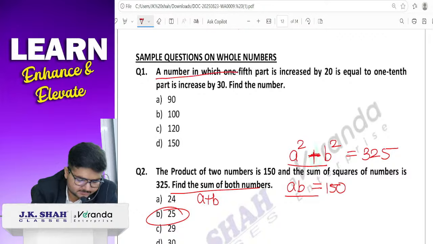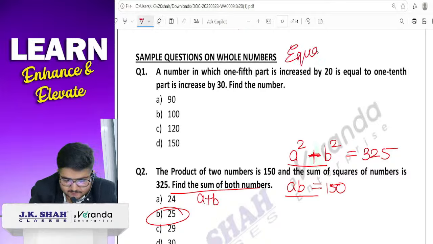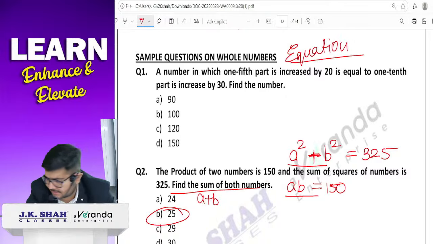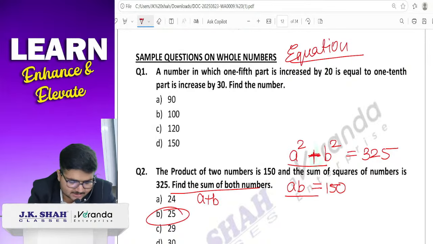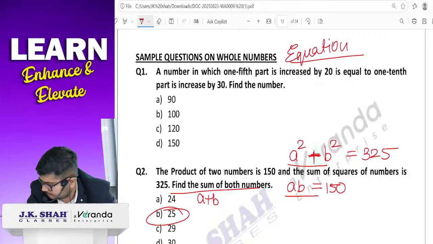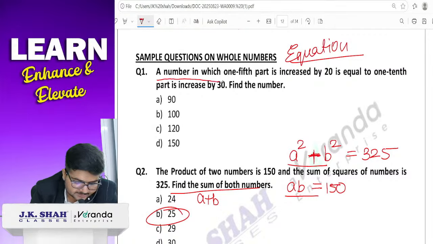Let us solve the question which is very interesting. Now this question is of equations, right? Such questions will be of equations, and in equations you have to do it in this method only. You have to do the trial and error method. What is the trial and error method? Let us check what the trial and error method is. A number in which 1/5 part increased by 20 is equal to 1/10 part increased by 30.